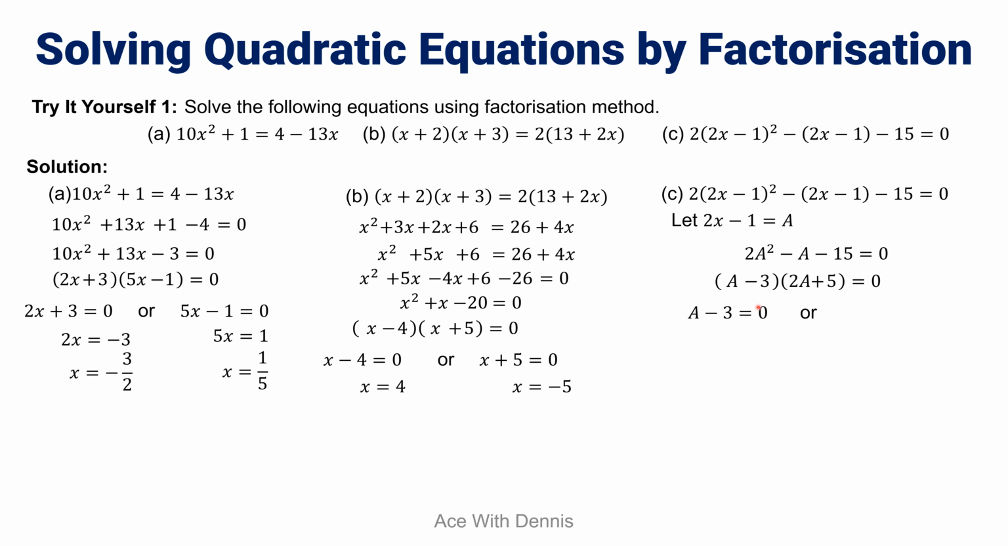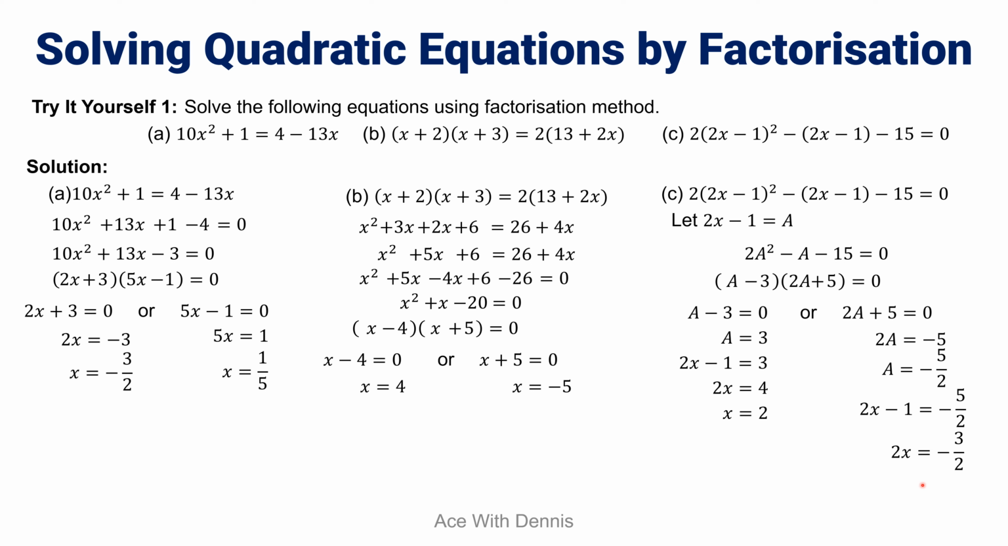Alright, then from here, two numbers multiplied together to get 0 means a minus 3 equals 0, or 2a plus 5 equals 0. Solve these two equations separately: a equals 3, or 2a equals negative 5, so a equals negative 5 over 2. But we don't want to find the value of a, we want to find the value of x. So a is 2x minus 1, so substitute back. 2x minus 1 equals 3, so 2x is 4, and x equals 2. Same for this one: 2x minus 1 equals negative 5 over 2, so 2x is negative 3 over 2, which means x is negative 3 quarter. So this will be the answer for C.